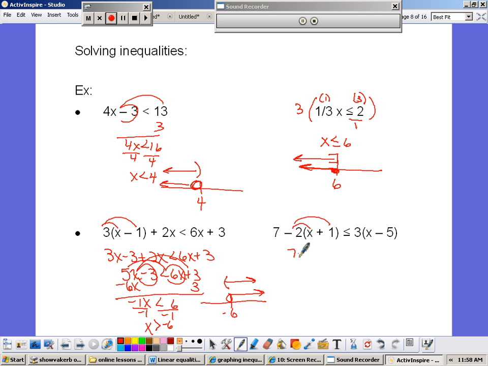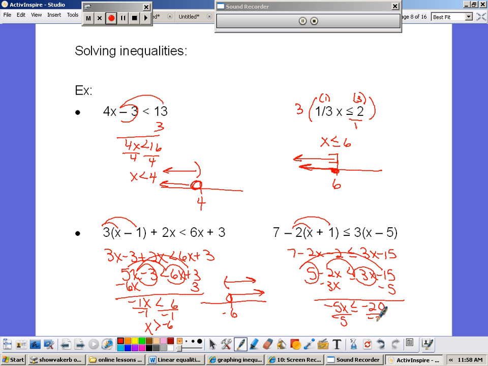Distribute. 7 minus 2x minus 2 is less than or equal to 3x minus 15. 5 minus 2x is less than or equal to 3x minus 15. Move my 3x, move my 5. Now I always move my variables to the left because it's easier to graph when they're on the left, even if I have to switch the sign. Because if the x is on the left, you can graph according to which way the arrow is pointing. So x, flip the sign, is greater than or equal to 4. So I go to 4, solid dot, and the arrow is pointing to the right, so I graph to the right, or bracket to the right.